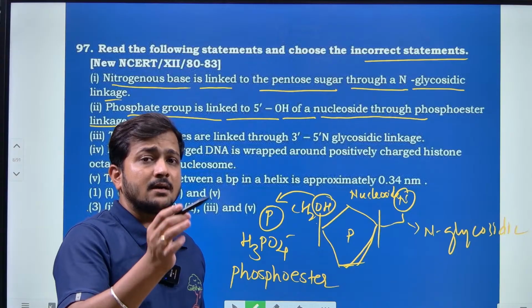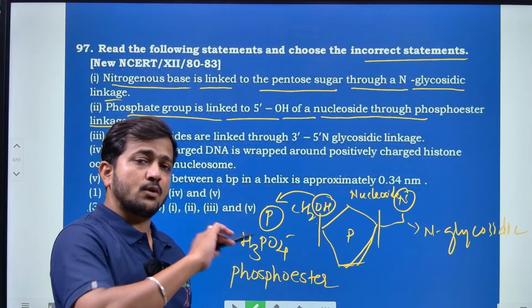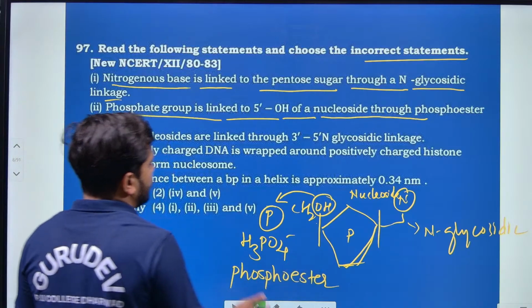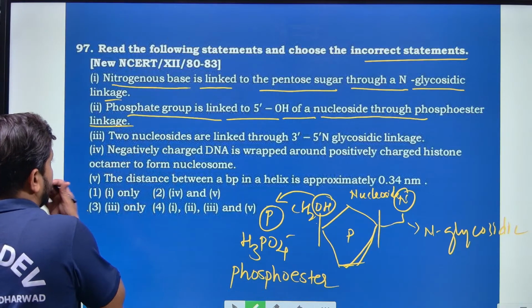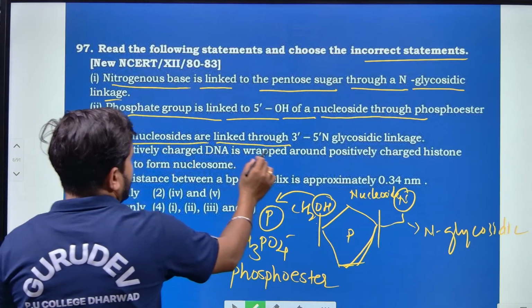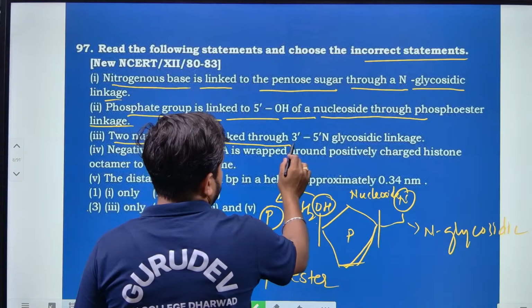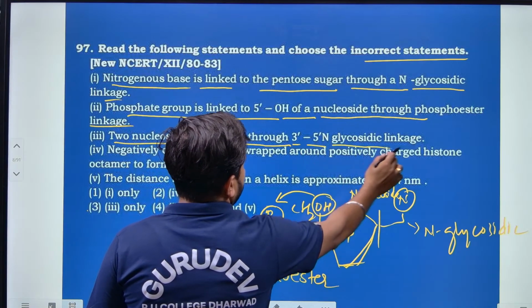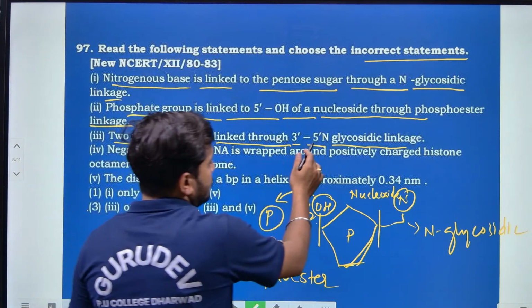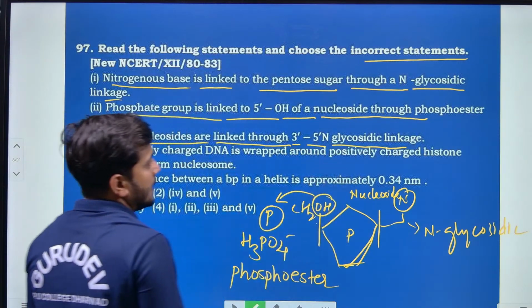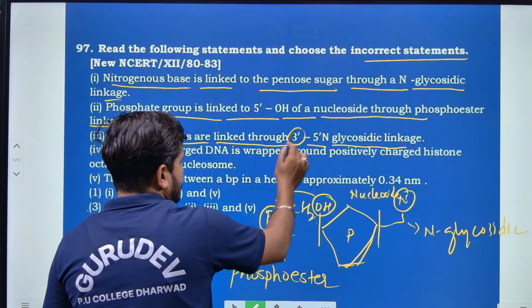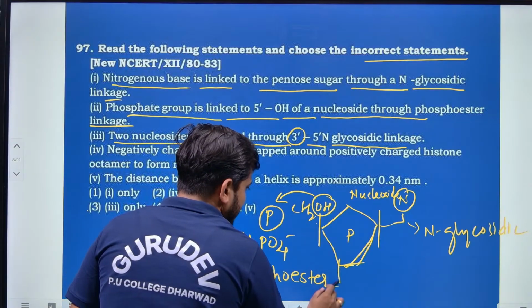That can be seen when we compare the two strands of DNA. Then I can say it as phosphodiester bond, right? Then two nucleotides are linked through 3' to 5' N-glycosidic linkage, right? So nucleosides are linked 3' to 5' by this glycosidic linkage, they are asking. But here, if you consider, at the third position only there will be an attachment, right?